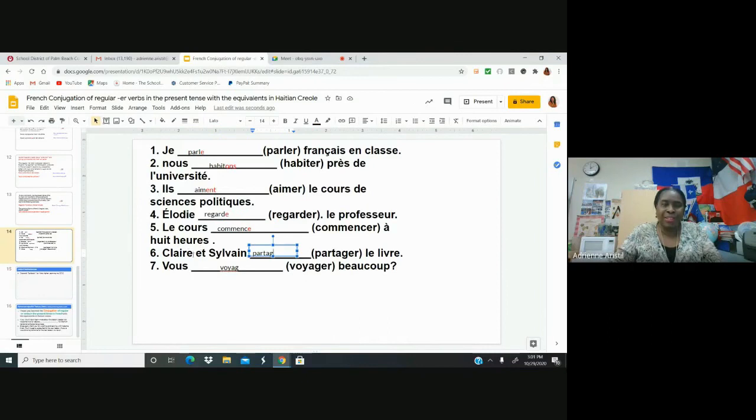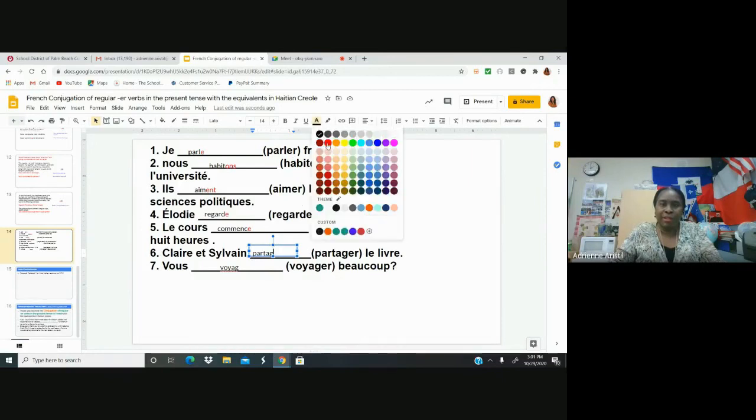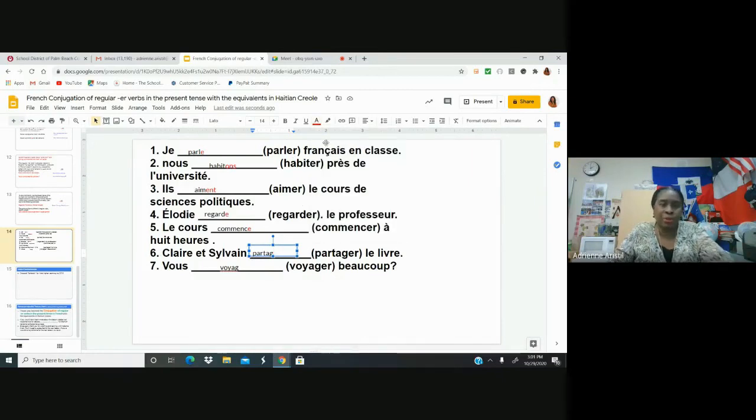The next one is two people. We have two people, two names. That means it's third person plural. I'm changing it. It represents ils, two people, one female and one male, troisième personne du pluriel. Troisième personne du pluriel becomes ENT. Claire et Sylvain partagent le livre.